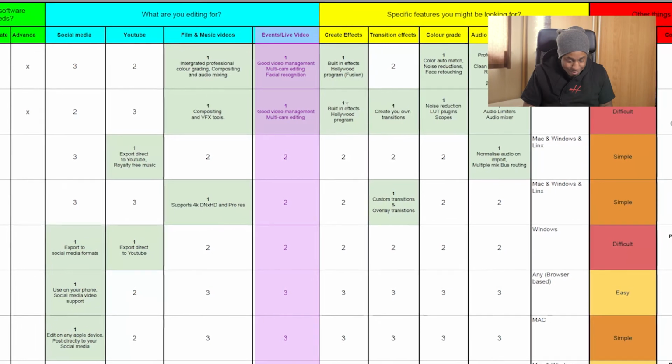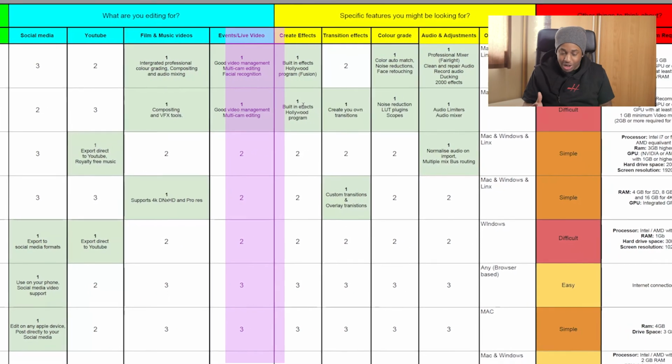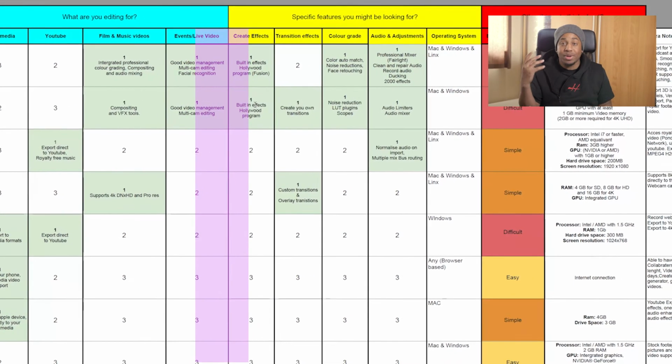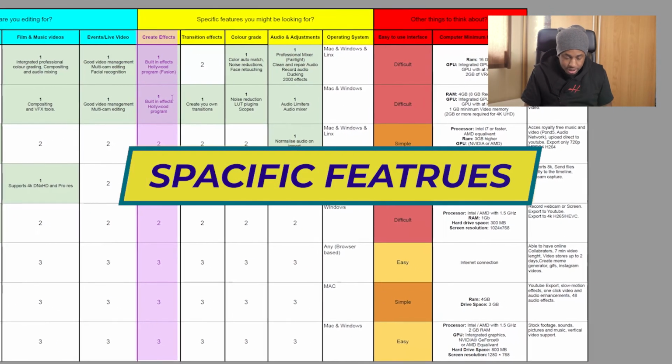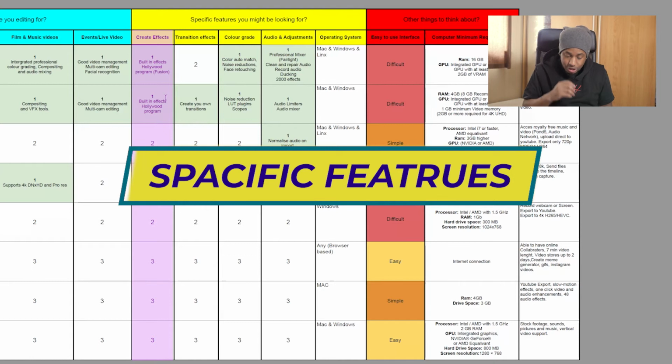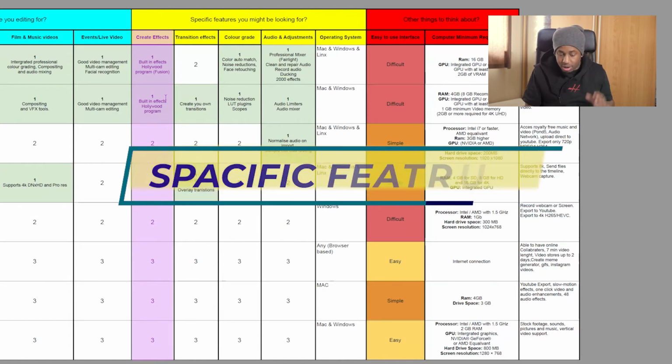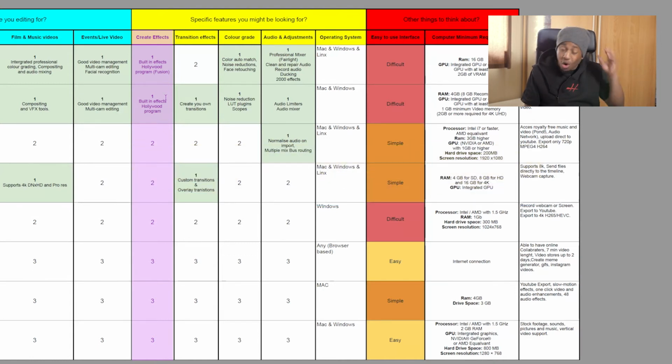Right, so what we're going on to next is certain specific features that you might be looking for. I'll put a few here, which are creating effects or transitions, color grading, audio and adjustments, and operating system. We're going to start with effects.